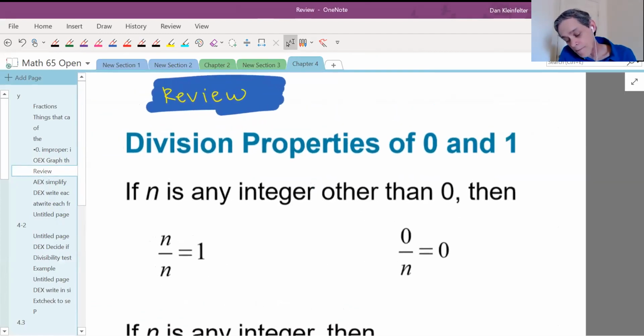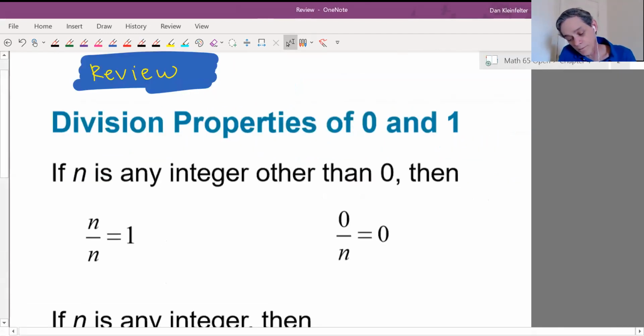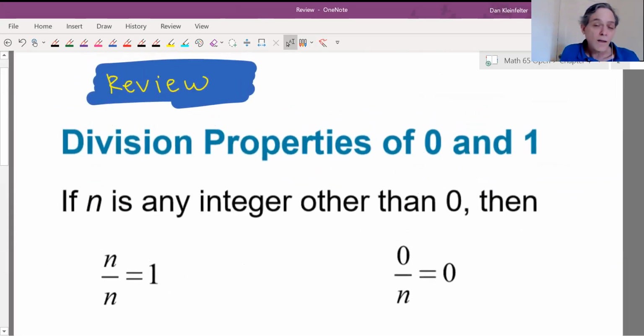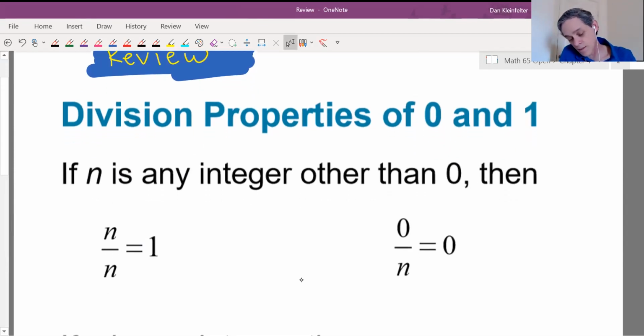Okay, some properties of 0 and 1. Maybe just review a few. If it's review, that's okay. It's good to refresh our memory on things. We studied division in working with whole numbers. Division, of course, is really closely related to fractions. So we want to review these connections.